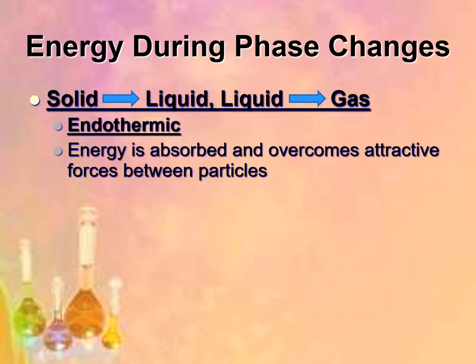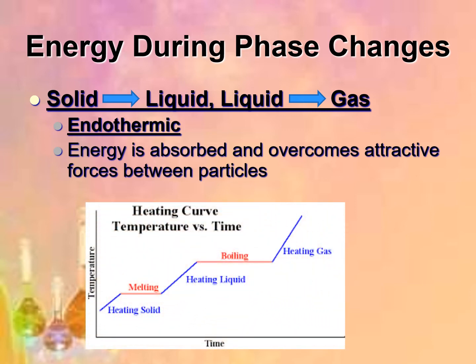In the endothermic change, energy is absorbed and overcomes attractive forces between particles, and it occurs in liquefaction or melting and evaporation or vaporization. This picture, class, shows that if we increase the heat energy or temperature, the molecules start to be active over time, resulting in them melting and evaporating, which means that temperature and time are directly proportional.